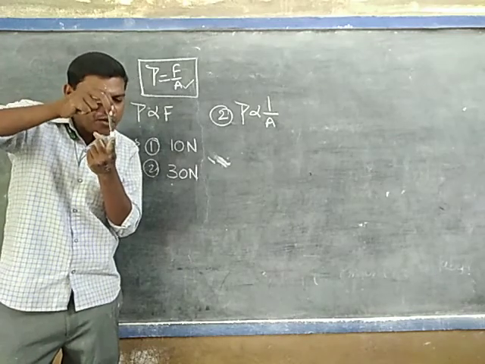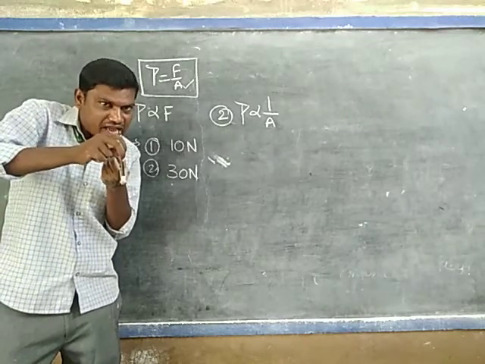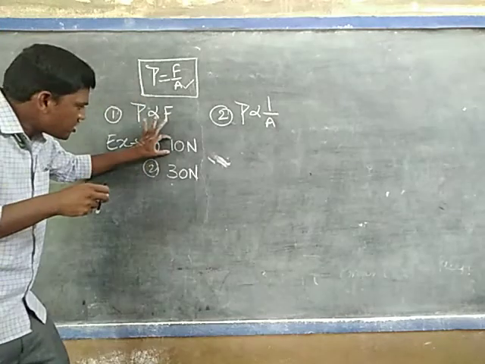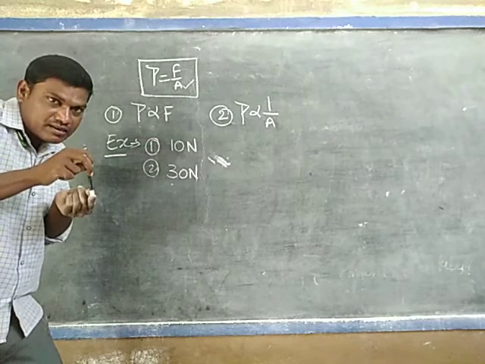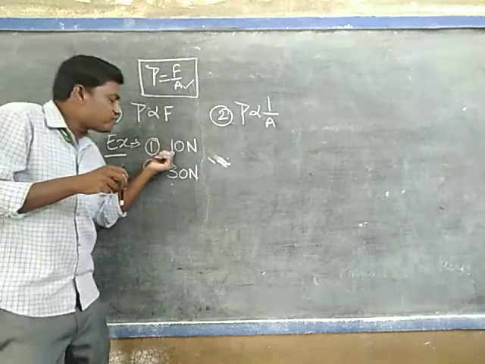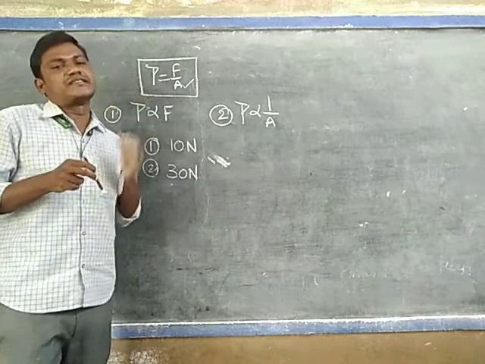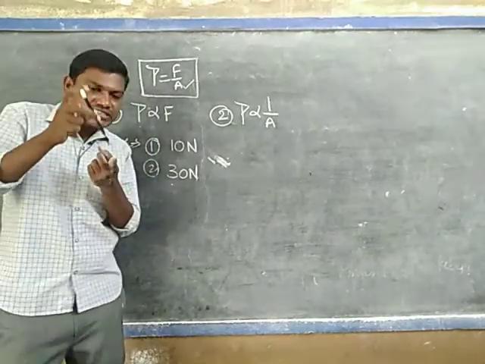Initially we apply the 10 Newton force, and the second time we apply the 30 Newton force, meaning more pressure in the downward direction. That's why, when the pressure increases, at 10 Newton force applied on your finger through the pen's blunt side, you don't feel any pain, but at 30 Newton you feel a little bit of pain. Okay, in the same way, now we come to the other side.